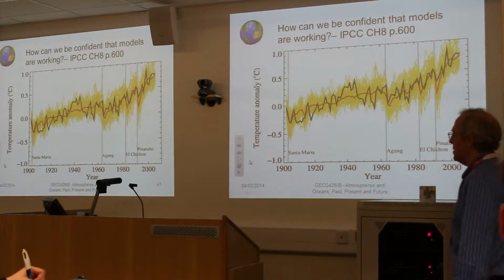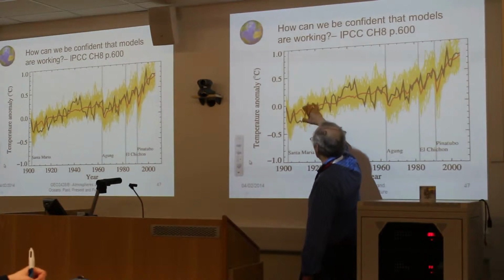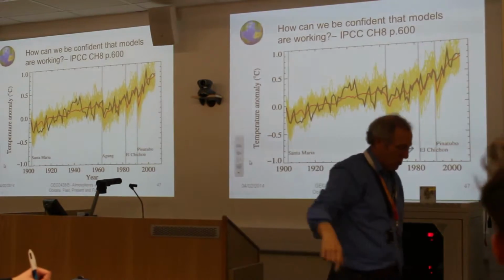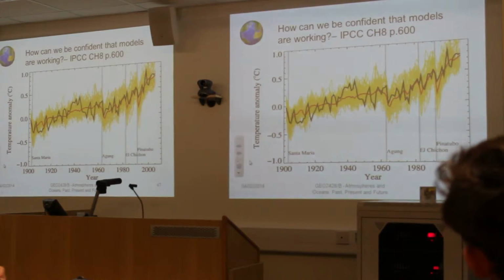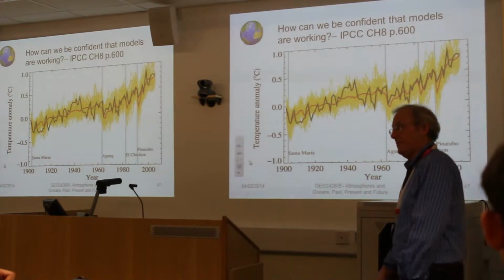And what you can see is that, okay, they're slightly different. This is smooth, and there's an error term on here. But what you can see is that the model is able to reconstruct global temperature over the last 100 years. So it must be doing something right.